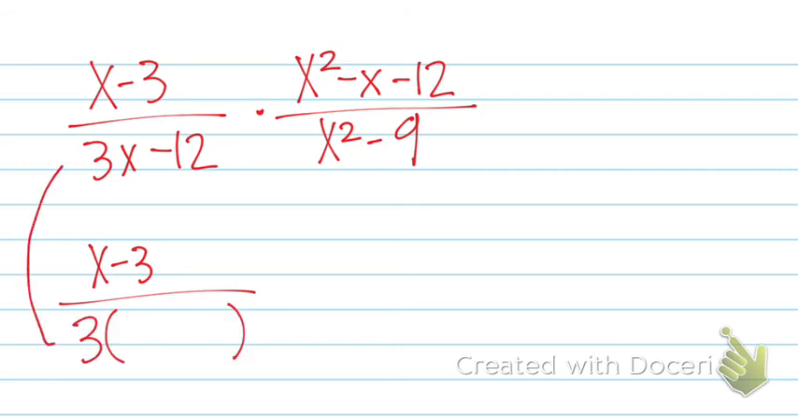I'm trying to get to where I started. So if I have a 3, but I want a 3x, what needs to go in my parentheses first? X, because 3 times x is 3x. And then I need a 3 times what to get negative 12? Negative 4.